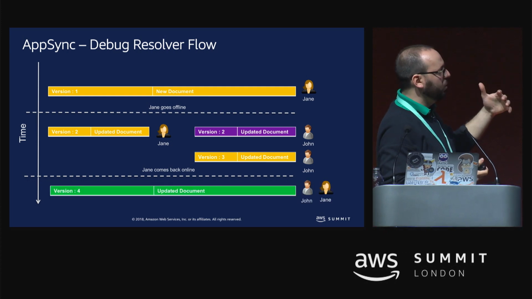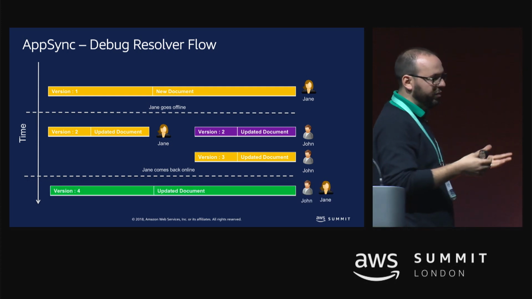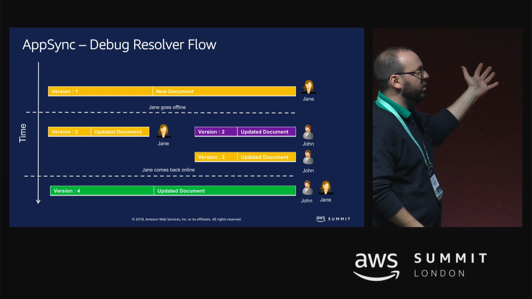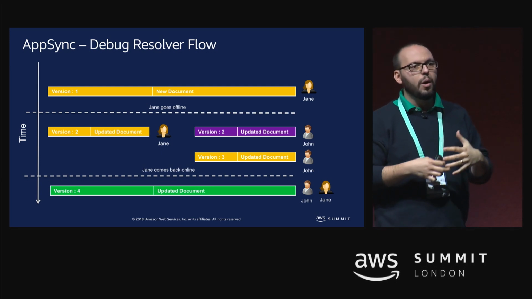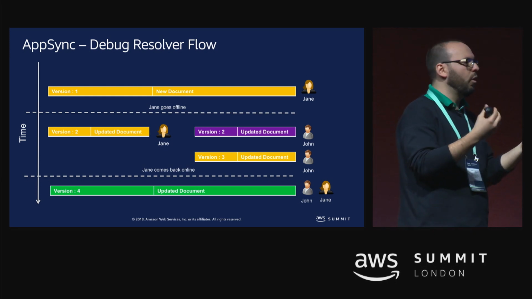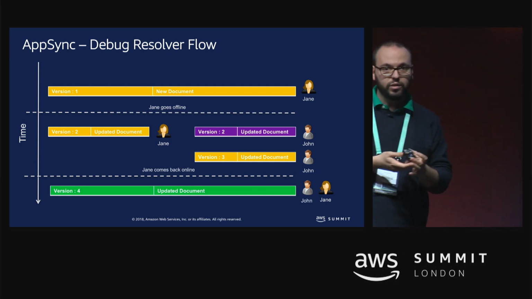When Jane comes back online, what we will do by default is, the last update, or the server, will win. But we give you the capability to do any custom conflict resolution you want to do. You can use Lambda for this.